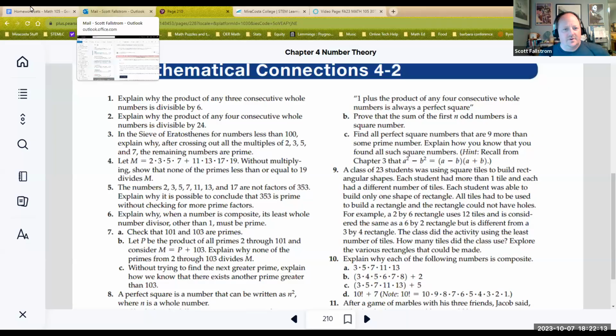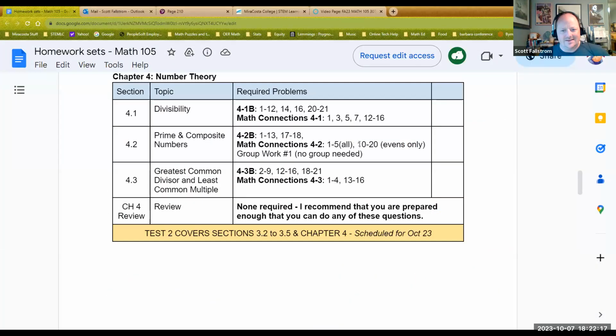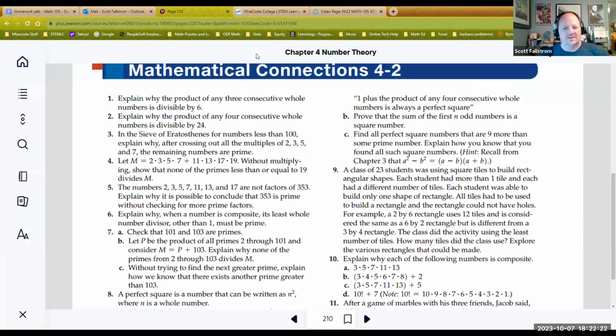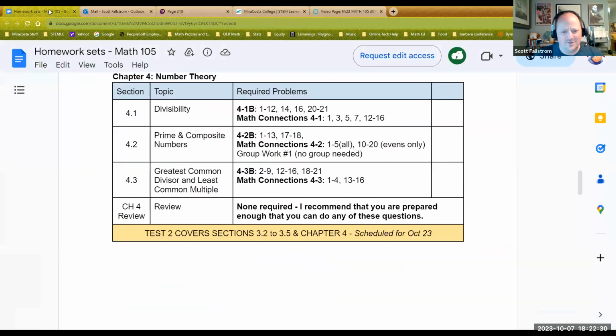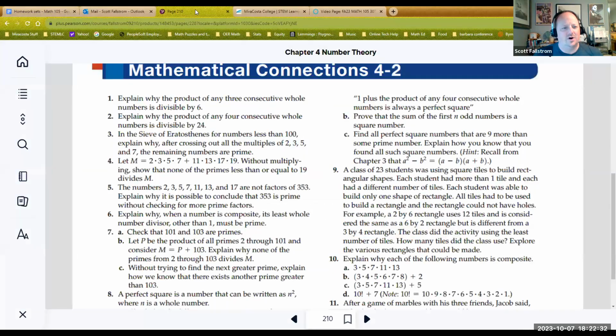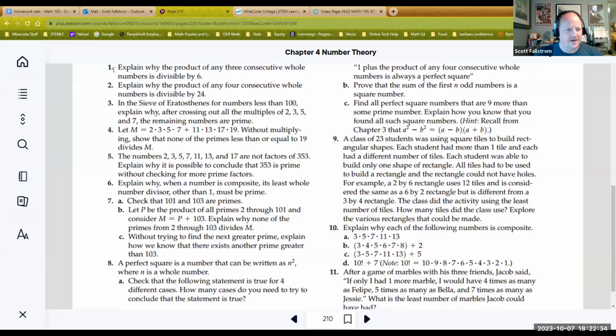All right, students, hitting up a math connections portion here. Math connections is 1 through 5 all and 10 through 20 evens only. Okay, so only the evens on 10 through 20. So let's take a look. So I want 1 through 5 all. Okay, so 1 through 5 would be: explain why the product of any three consecutive numbers is divisible by 6, why I need 4.